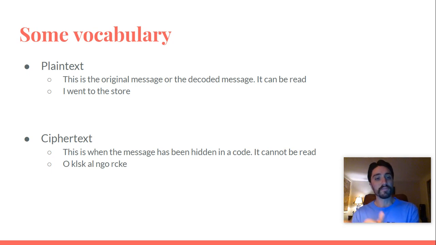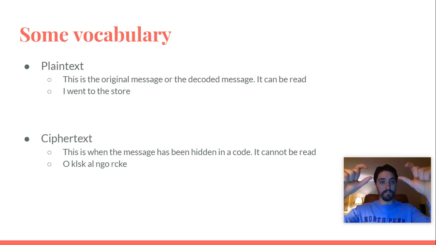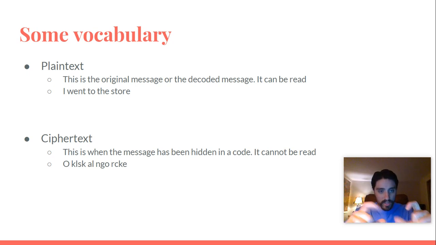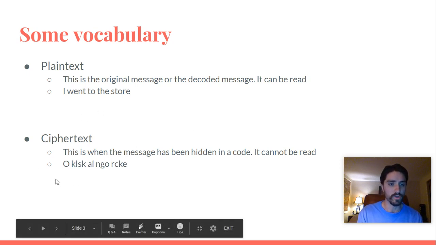Then there's the ciphertext. Ciphertext is when we took the plain text, we took our message and we put it into a code. It's something that when you read it, it doesn't make any sense. So for example, I went to the store into clicks.